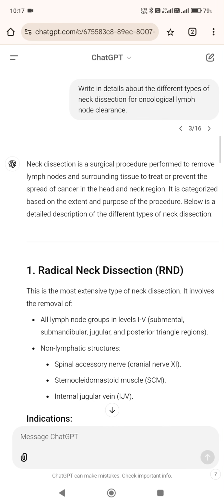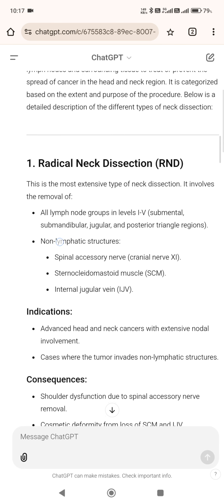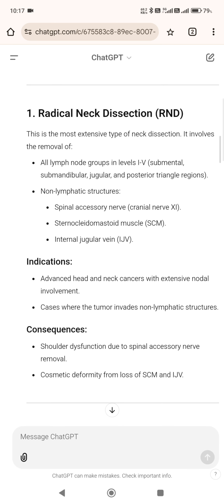Neck dissection is a surgical procedure performed to remove lymph nodes and surrounding tissue to treat or prevent the spread of cancer in the head and neck region. It is categorized based on the extent and purpose of the procedure. Below is a detailed description of the different types of neck dissection.